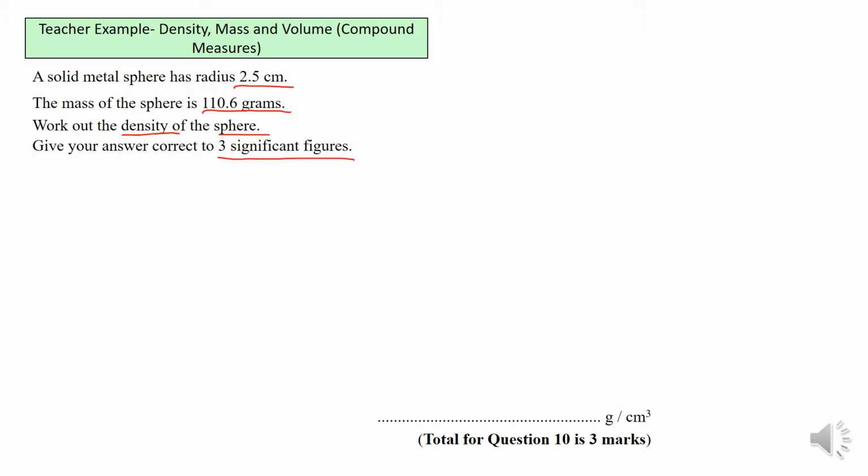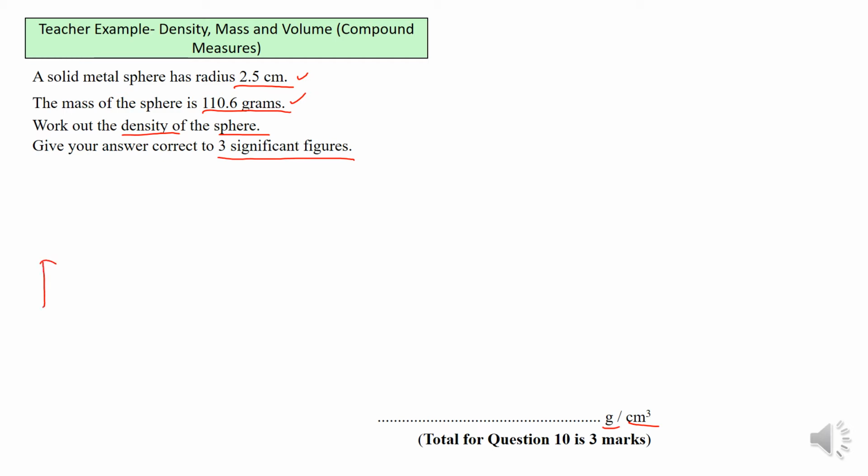Now before I start the question, I'm just going to check the units in the question are the same as the units that they would want the final answer to be in. So in the final answer they want centimeters and grams. Yep, in the question I've got centimeters and grams. So how do we work out the density?